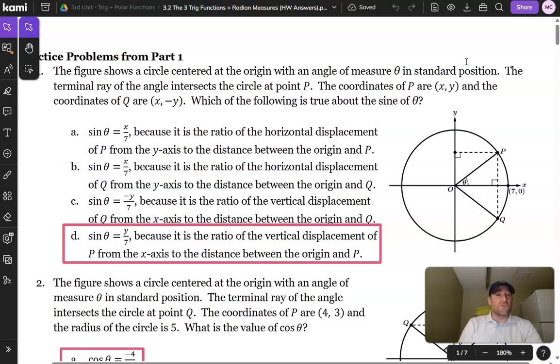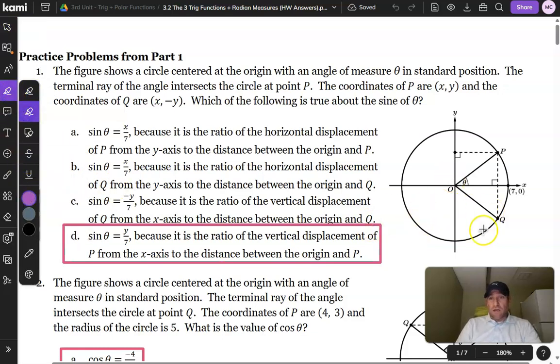so we have section 3.2 where we're dealing with the three trig functions and also radian measures, so I'll kind of skip around and do a little bit of everything. All right, so down here, it looks like we have point Q, which is right down there, and it obviously has a positive x coordinate because it's over to the right, and it has a negative y coordinate because it's down below the x-axis. Point P is reflected up. It's above that, so it is x comma y.